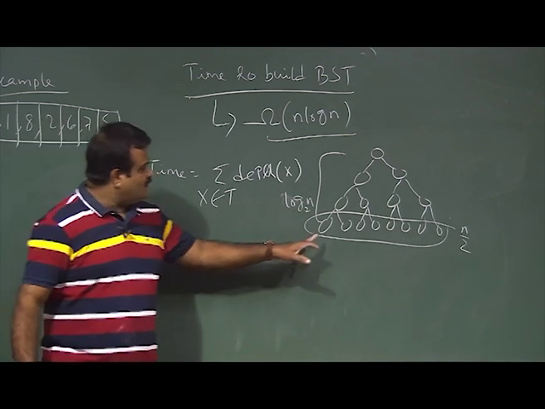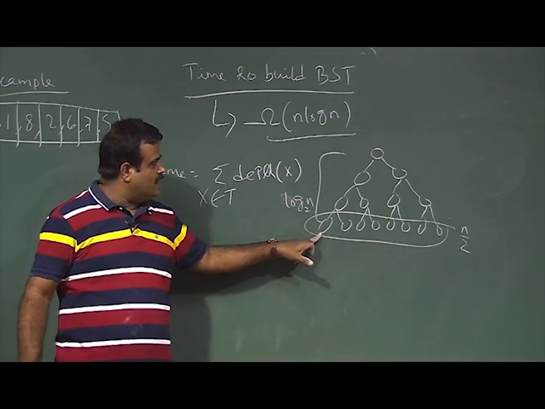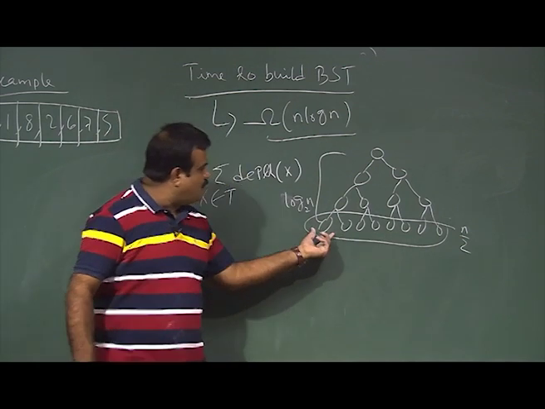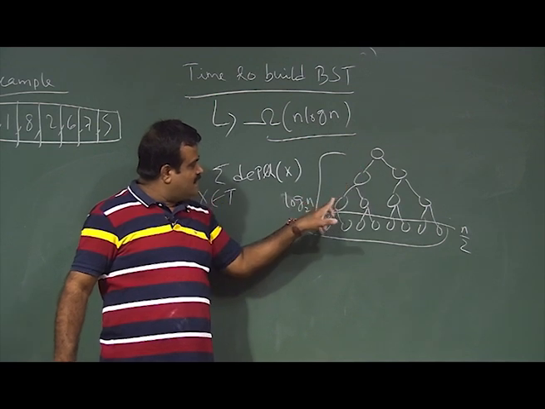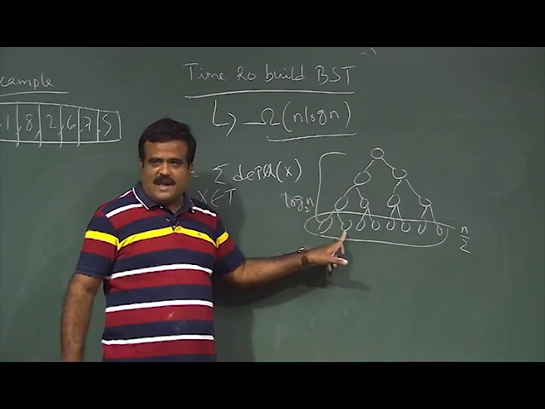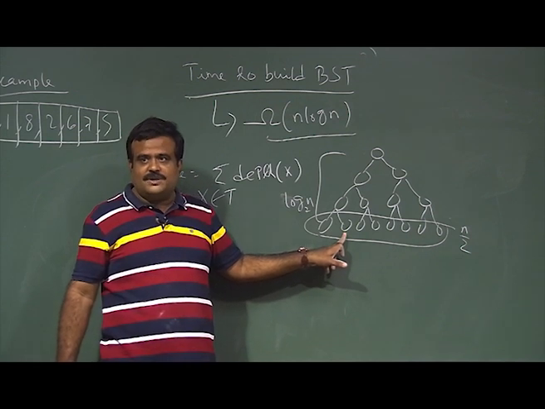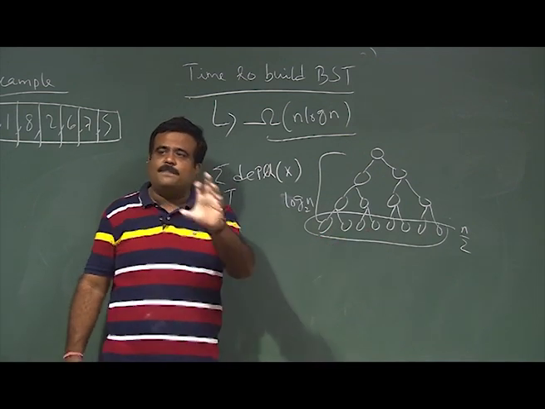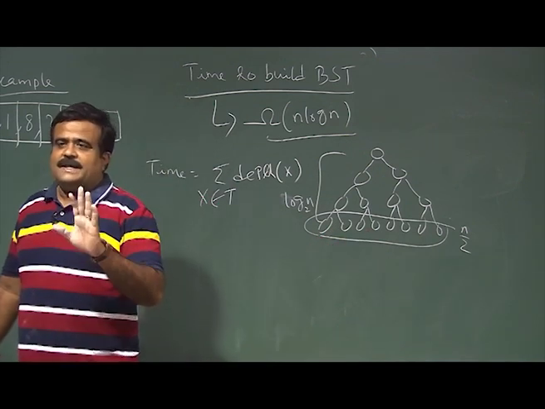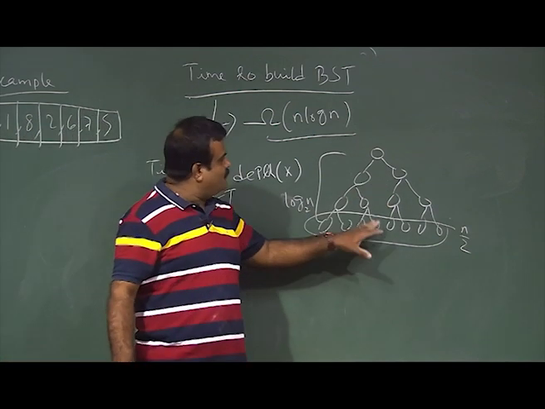Now, this is the depth of this node. This depth is log n. So, for each of these leaf nodes, we had to compare with the root, then this with this, and only then it came here. That is the depth of this node. Depth of this node is log n. So, at least for each of these nodes we have to compare log n times. So, n by 2 times log n is the comparison for all these nodes, and we even have this node.